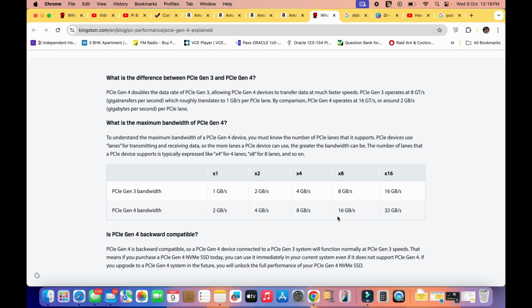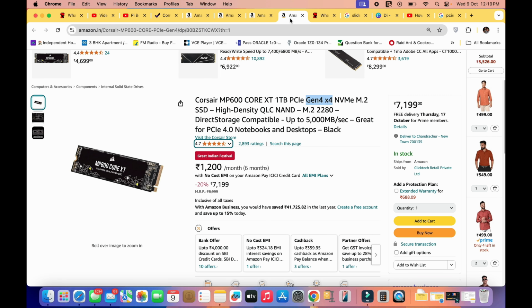Let us first understand the difference between PCIe Gen 3 and Gen 4. PCIe Gen 5 is already in the market, but those are not available much for consumer use. If you look at this table, PCIe Gen 4 has twice the bandwidth of PCIe Gen 3. In the top row they mention x1, x2, x4, x8, x16. These are lanes, and lanes can be extended up to x32. In my last SSD, if you noticed, Gen 4 x4 has been mentioned. That means this SSD card is a 4-lane SSD card.